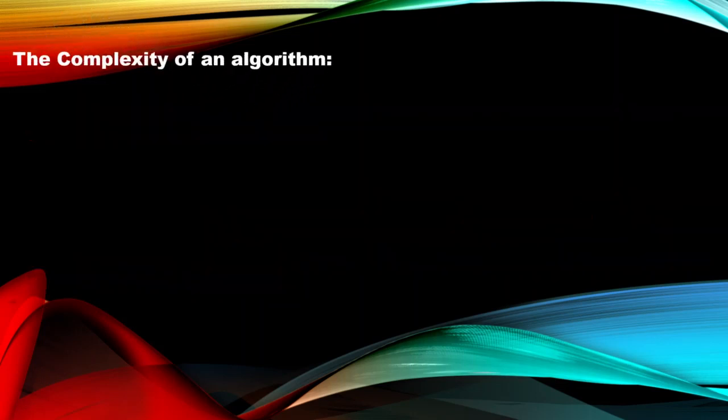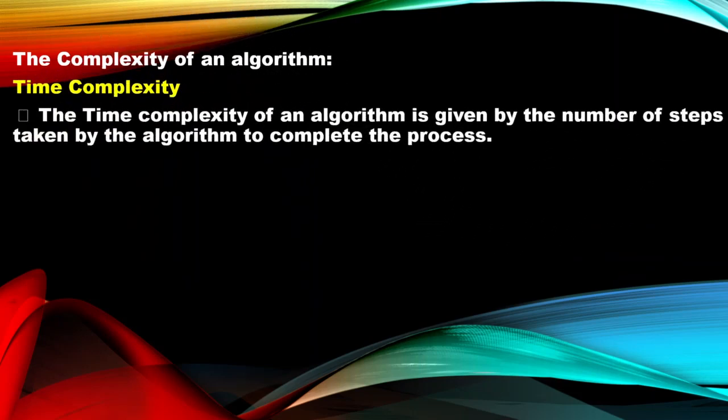The complexity of an algorithm. Time complexity. The time taken by an algorithm is given by the number of steps taken by the algorithm to complete the process. Time complexity is nothing but how much time an algorithm takes to complete the process, the number of steps taken by the algorithm to complete the process.